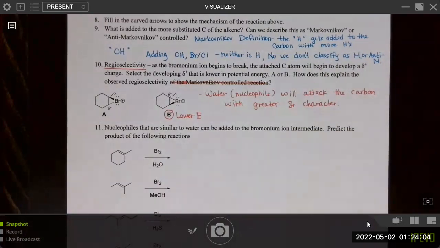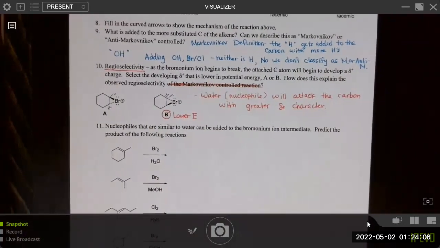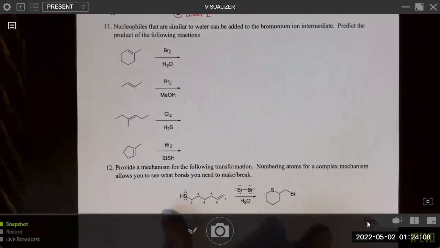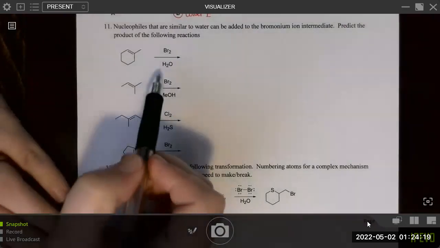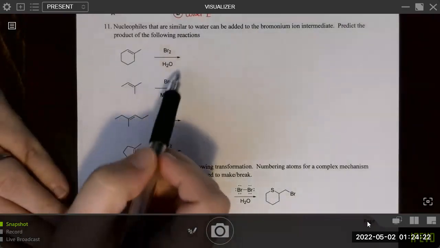Because again, it's going to go through a lower energy pathway that way. All right, nucleophiles that are similar to water can be added to the bromonium ion intermediate. Predict the product of the following reactions. Okay, so first we're going to use water and we're going to predict the product.